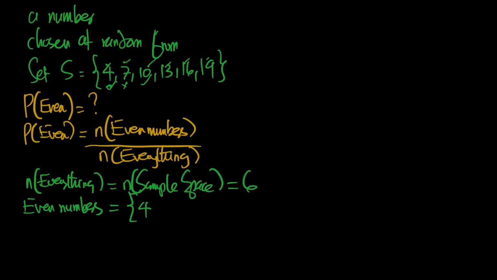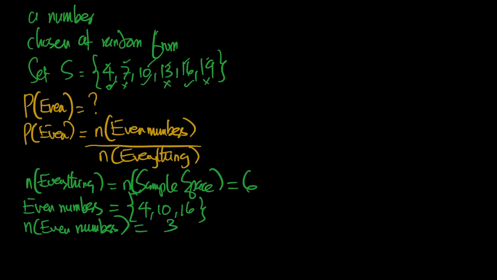10 is an even number. 13 is not. 16 is an even number. And 19 is not. Now, the number of even numbers found here is 3. There are 3 of them.